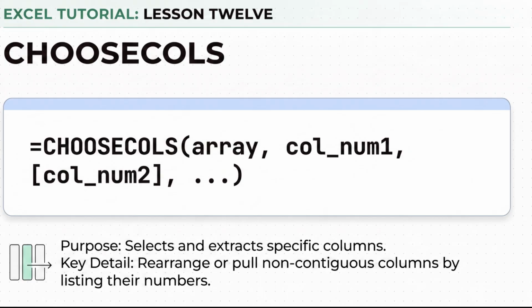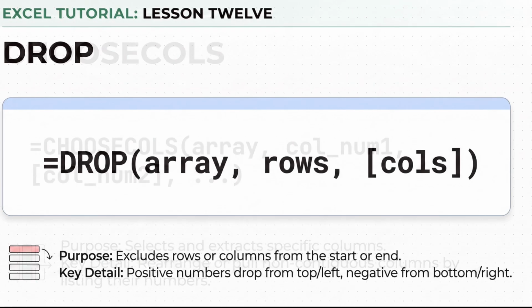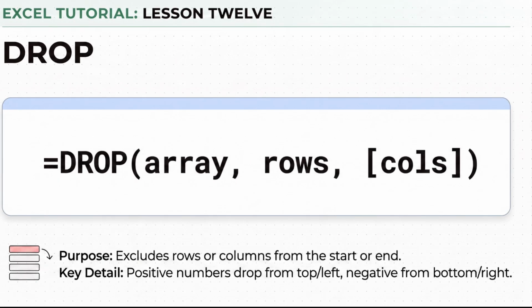CHOOSECOLS selects specific columns from an array. You can list the column numbers in any order to rearrange or pull non-contiguous columns. DROP removes rows or columns from the start or end of an array. Positive numbers drop from the top or from the left. Negative numbers drop from the bottom or from the right.